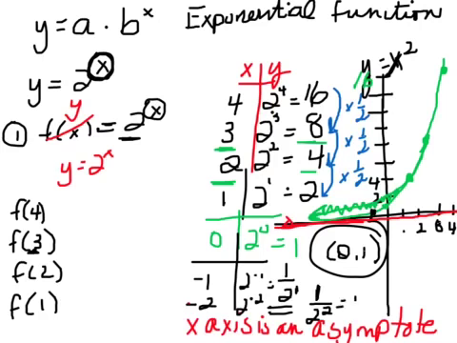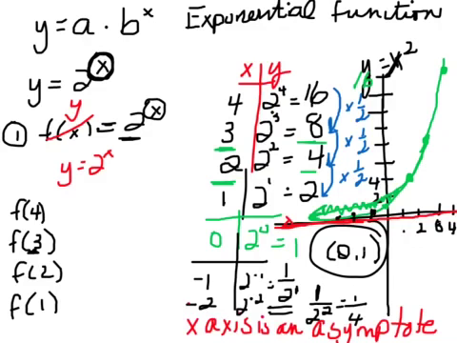So when x is -2, y is 1/4. When it was -1, it was 1/2. Now at -2, it's down to 1/4. If I made it -3, 2 to the -3 would give me 1/8. It's getting closer and closer to this line, but it's never going to touch it. There are no negative values in this basic kind of graph, okay?